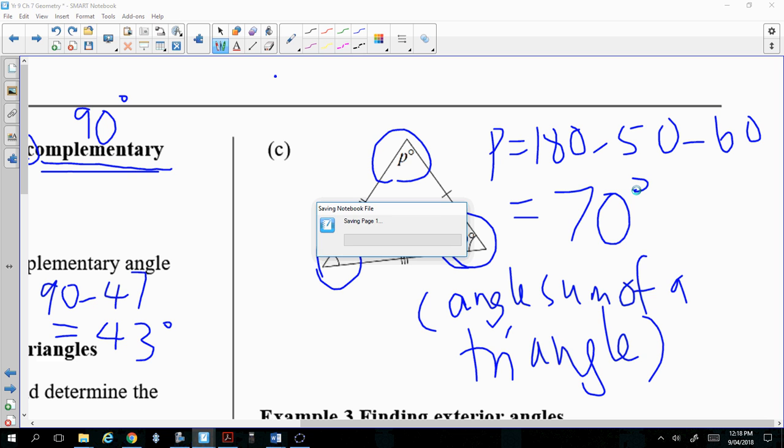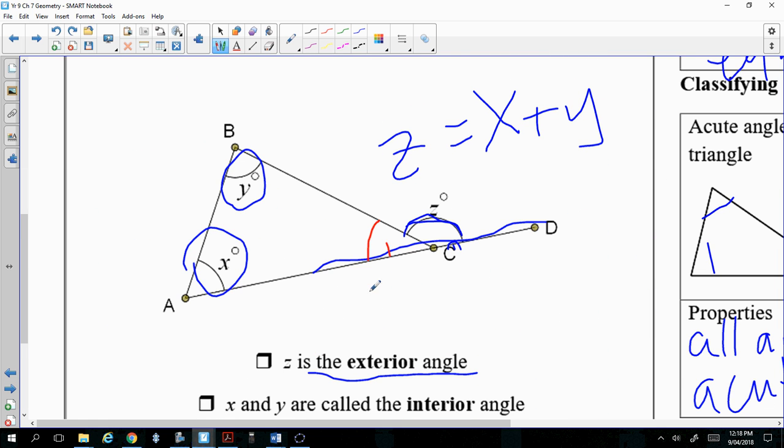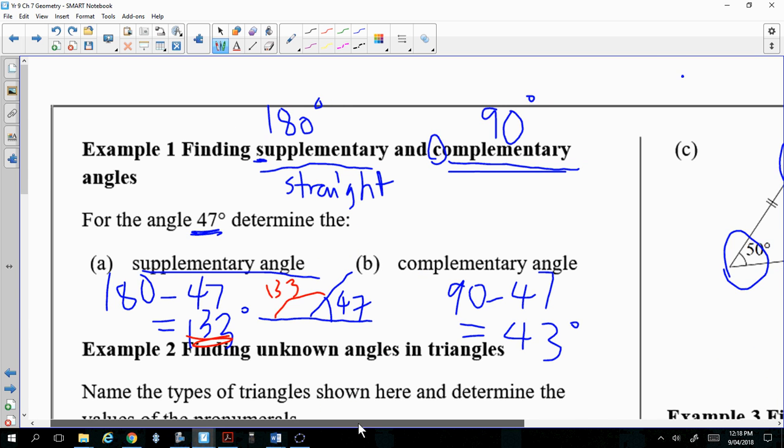Example 3, finding exterior angle. So far, I've been using the first rule. Let's show you what the first rule is. Now I'm going to do an example on the exterior angle. So let's look at the next one. The next one involves the exterior angle of a triangle. So let's find out x.